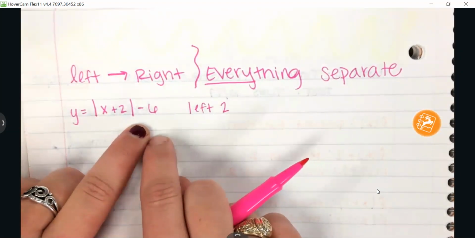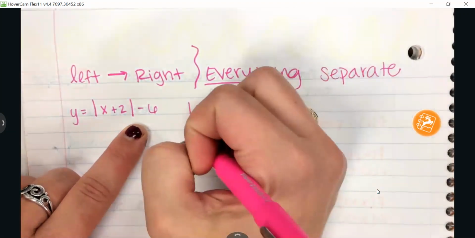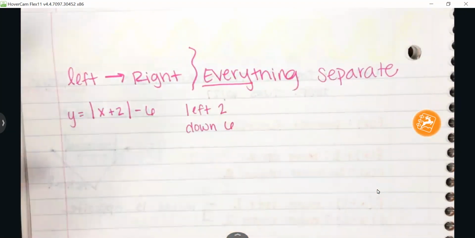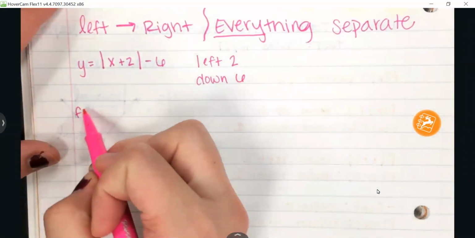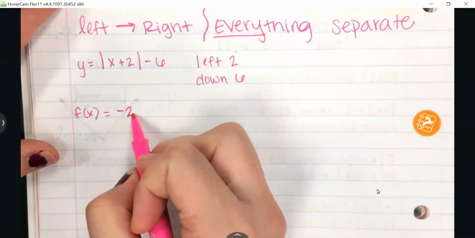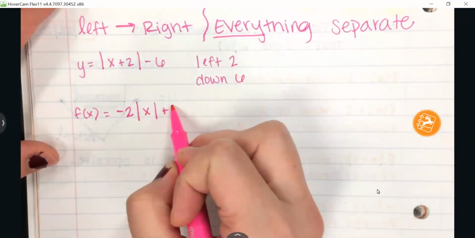-6 is on the outside. It can only move up or down. What's a -6 going to move? Down 6. Very good. Okay, let's make it a little bit harder. I'm going to have f of x equals -2 absolute value of x plus 3.